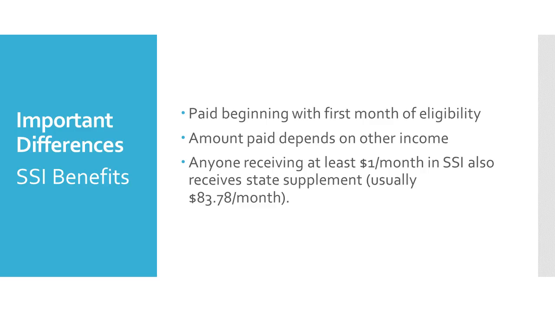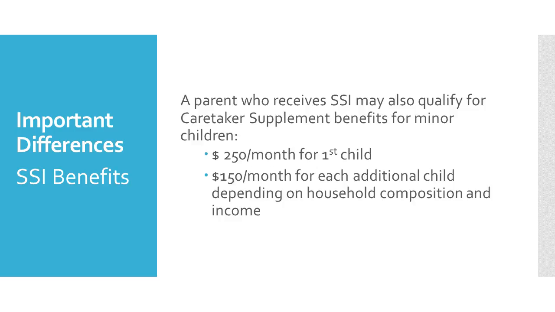Anyone who's getting at least $1 a month in SSI is also going to receive a state supplement, and that's normally $83.78 a month, although it can be more depending on certain circumstances, and that's automatic. In addition, a parent who receives SSI may qualify for a caretaker supplement for minor children living with that parent. And the amount of that caretaker supplement benefit is $250 a month for the first child and $150 a month for each additional child. Eligibility for the caretaker supplement does depend on a number of factors, including household income and other income coming into the home. But the SSI itself is not counted.